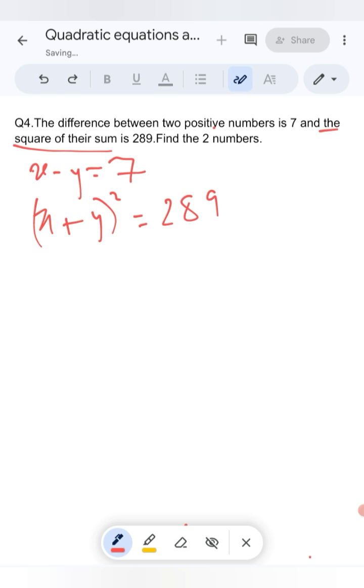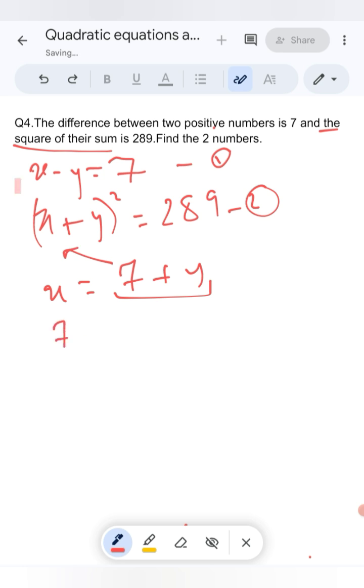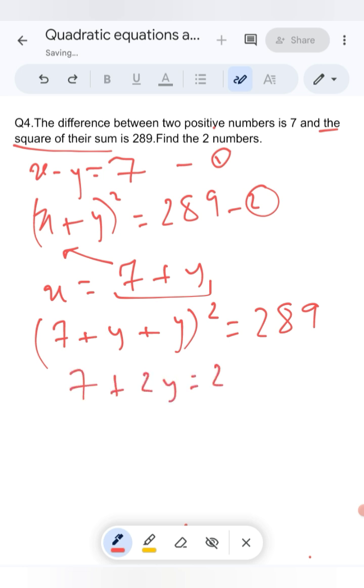Okay, so now in this case I'm having x plus y whole square is equal to 289. Now this is my first equation, this is my second equation, this is the second method which I am doing for you all. So I can use my first equation, I can make any of it the subject. Here I am making x the subject, so x is equal to 7 plus y. Okay, now I can use this 7 plus y and substitute this in place of x, right? So 7 plus y again is equal to 289. Now 7 plus y means 7 plus y means a 2y is equal to 289.